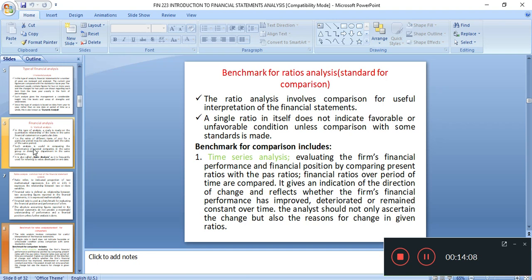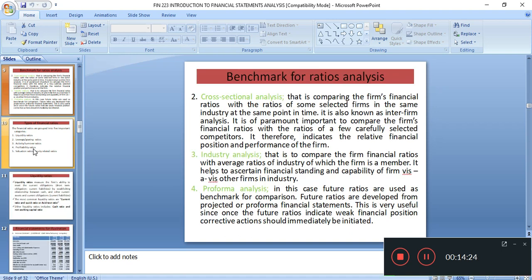In that period you are going to evaluate. The analyst should not only ascertain the change but also the reason for change in a given ratio. When you are going about benchmarking, what does it include? The first we look at is the time series. The next is cross-section analysis.